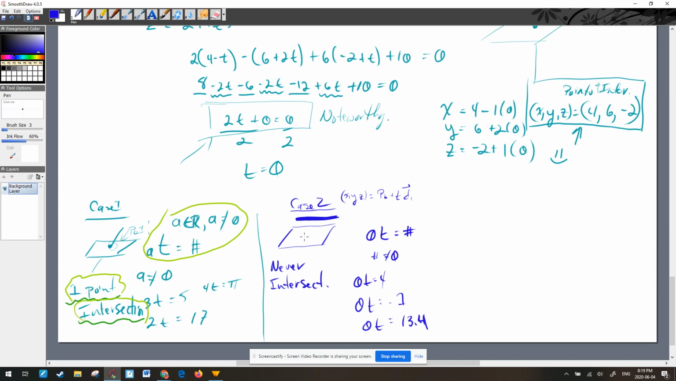Well, one way you could check it, think about it for a second. How could you check it? When we think about the Cartesian equation of this plane, the Cartesian equation uses the normal, right? And what would have to be true about the normal vector and this line? Well, if this line is parallel to this plane, it must be perpendicular to the normal vector.